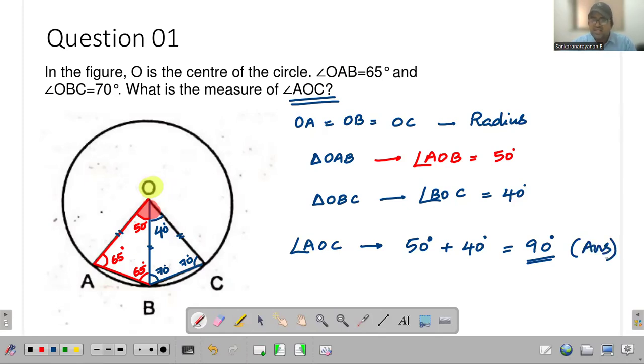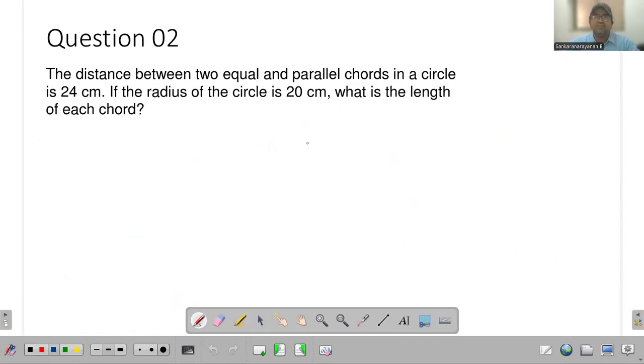Okay. Now let's attempt the next question here. The distance between two equal and parallel chords in a circle is given to be 24 centimeters. If the radius of the circle is 20 centimeters, what is the length of each chord?